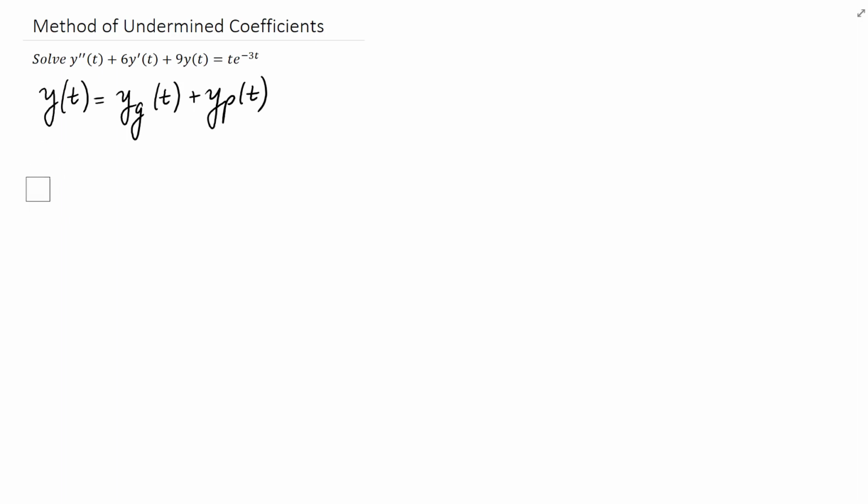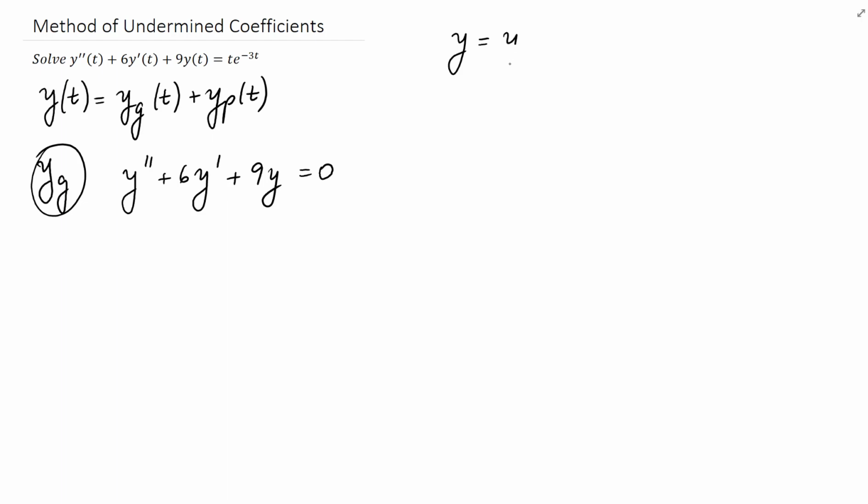So the general solution, yg, we want to start with that. That solution is found by setting the differential equation from the left side equal to 0. As you notice, I dropped the t. I still consider the y as a function of t, but it just simplifies my computations. I don't carry all that with me.